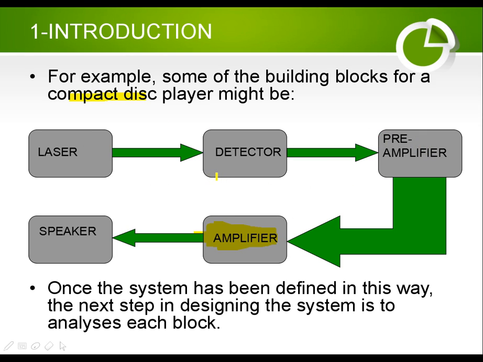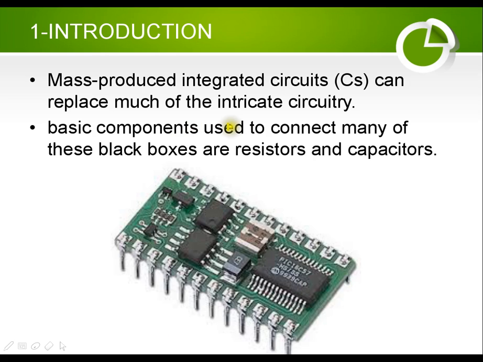Okay. Nowadays, many simple or single components are packed in the form of ICs, called mass-produced integrated circuits. Here you can see that these are ICs. They are easier to understand as well, with less complexity, and they look nice. These are the basic components used to connect many of these boxes. These are black boxes. You can say this is one black box, this is one black box, and this is one black box.